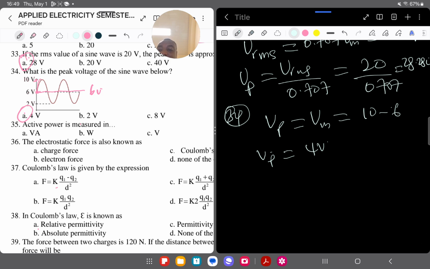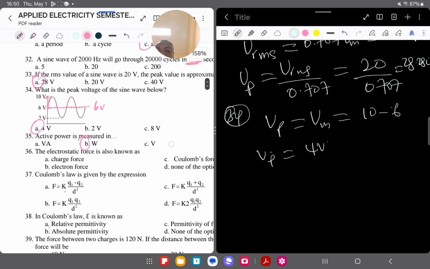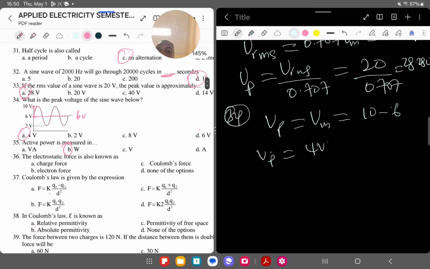Now, active power is measured in watts. Okay, watts. So the answer here is A. VA is for apparent power. Okay, VA. Question 36. So let me reduce this so that we get back to normal size.